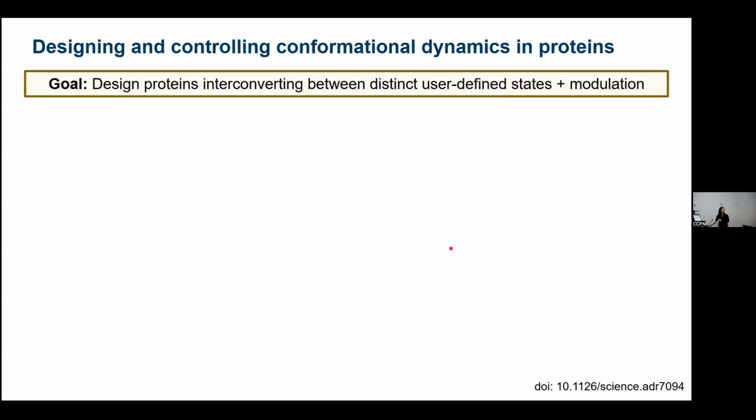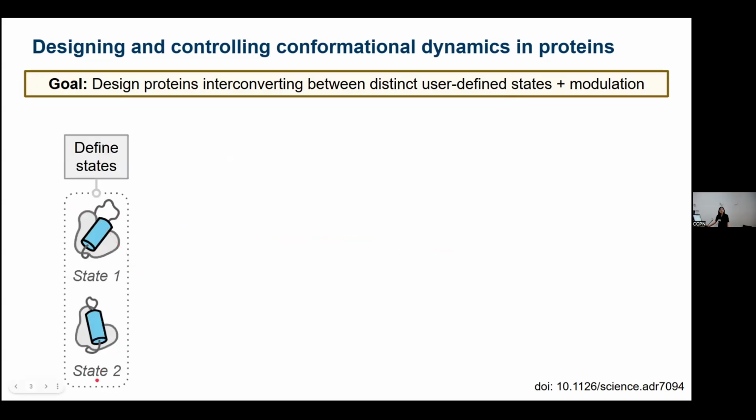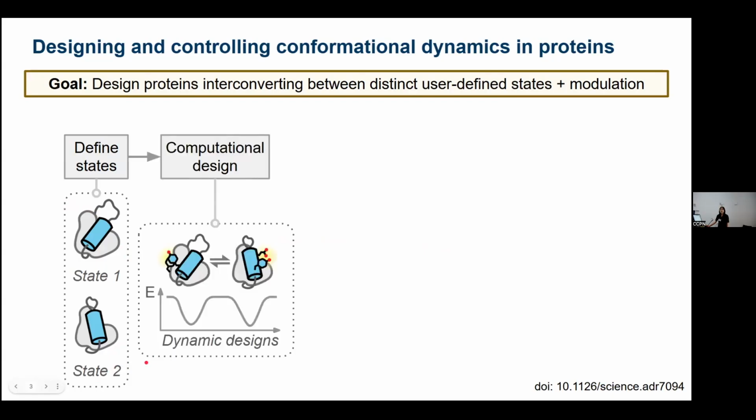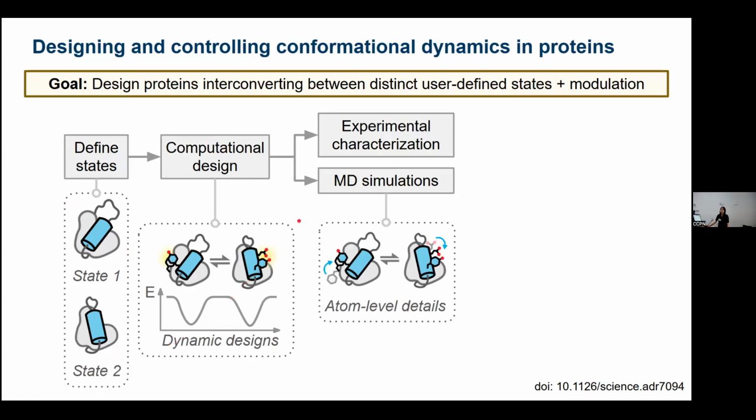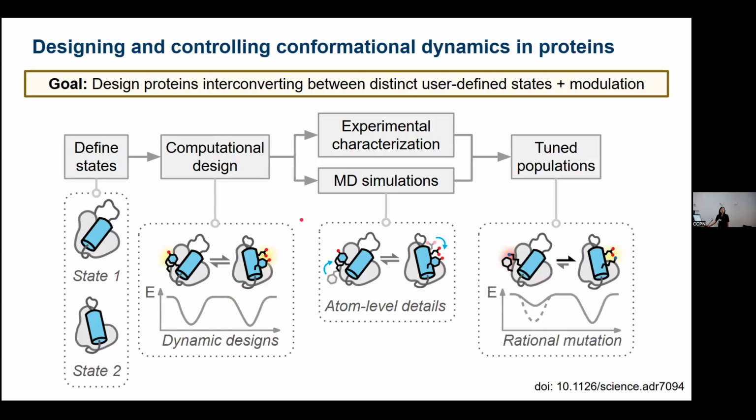And so our approach for doing so was to first define the target states that we wish to interconvert between, and we can use those as input into a multi-state design algorithm, which aims to find sequences that populate both states at equilibrium. And these would be our dynamic designs that we can then experimentally characterize, which is what I'll be focusing on in today's talk. But we've also simulated these computationally using MD to try and get a better understanding of the molecular mechanism behind our observed bistability to tune populations rationally, but I won't be focusing on that as much today.